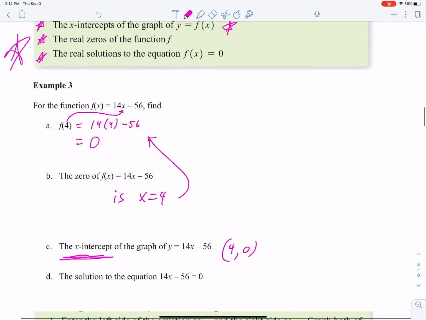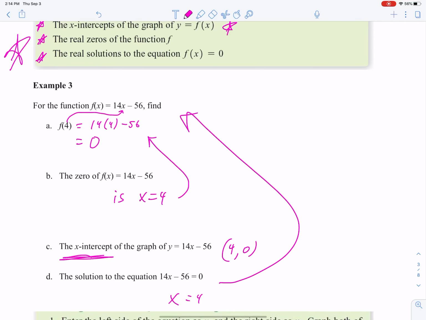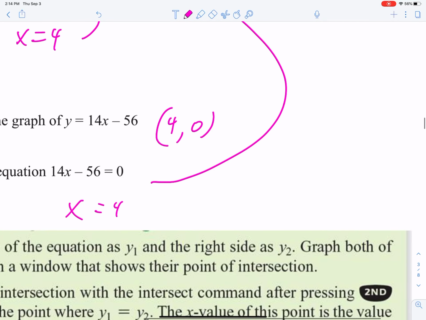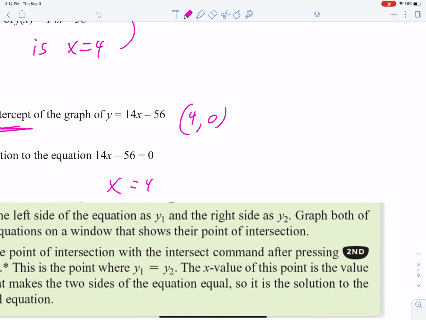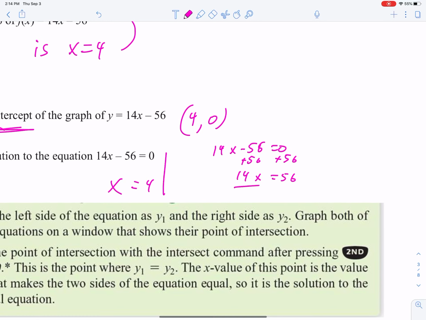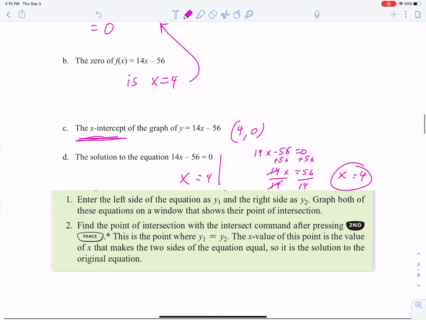All right, in part D, again, same things. The solution to this equation, we just found that out in part A, didn't we? If we plug a 4 in, then we get 0. And we could figure that out even if we didn't know that first part, part A up there. We could actually calculate this. 14x minus 56 equals 0. So we'd add 56 to both sides. So we get 14x equals 56. Divide by 14 on both sides, and x would equal 4. So that stuff's important to know.